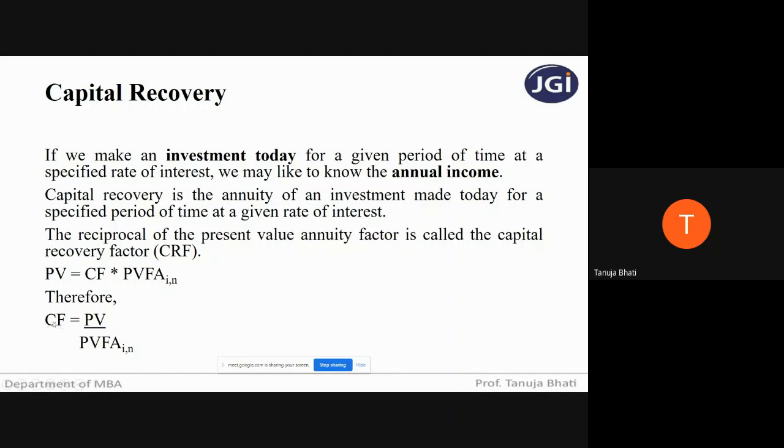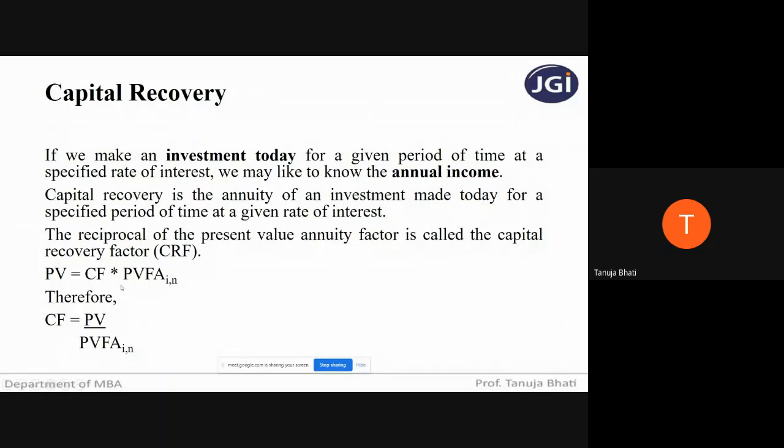You can name it as you want. You can name it as cash flow or annual income, which is equal to present value divided by the present value annuity factor. Now, why have we used present value? Is this logic clear to everyone? Why didn't I use the formula of future value, and why have I used present value?